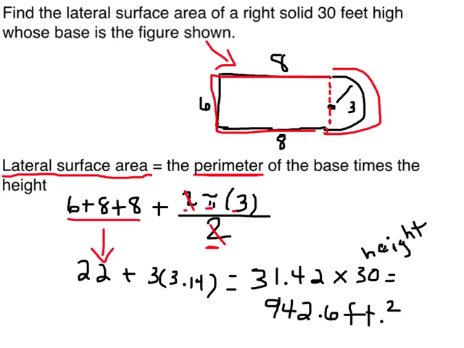and then the height is 30, so I multiply the perimeter of the base times the height, for a total of 942.6 feet squared. Any type of area is always squared. Alright, let's do your practice problem.